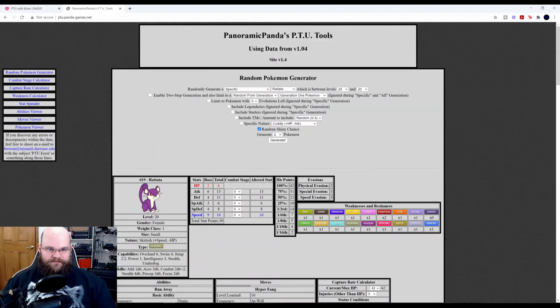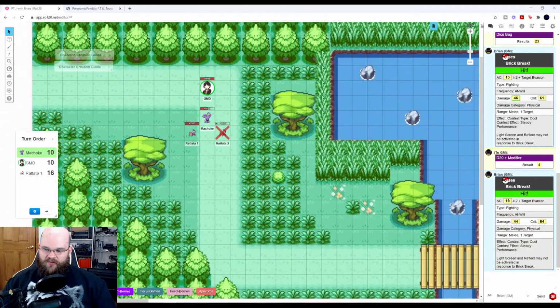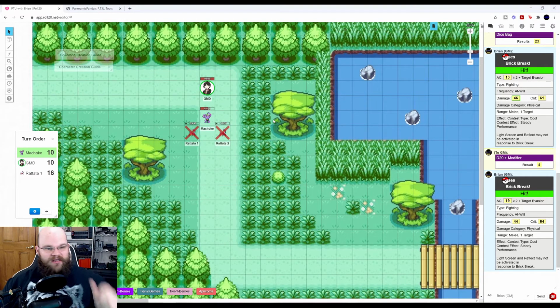Let's look at Rattata 1. Rattata 1 has a defense of 11, which leaves it with 33 physical fighting. Normal type takes double damage from fighting, so it takes 66 fighting damage. So he is now KO'd. So now it's the end of that encounter.